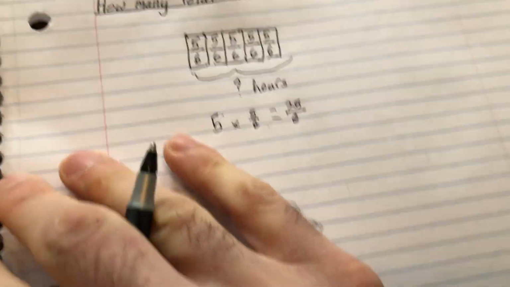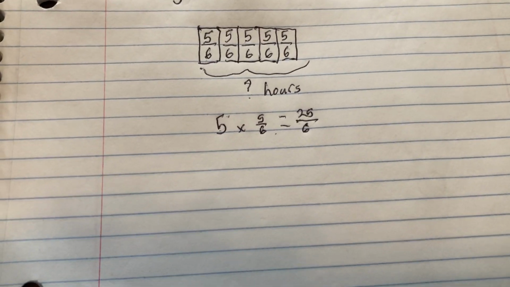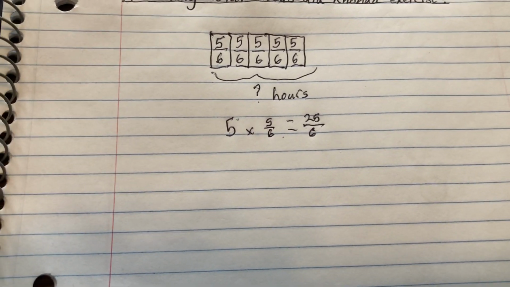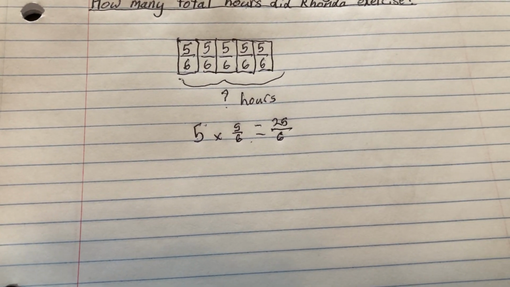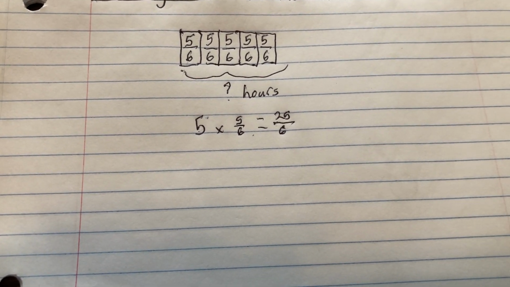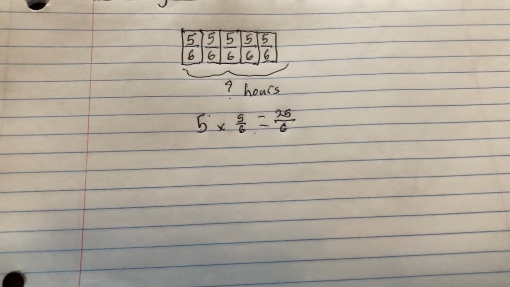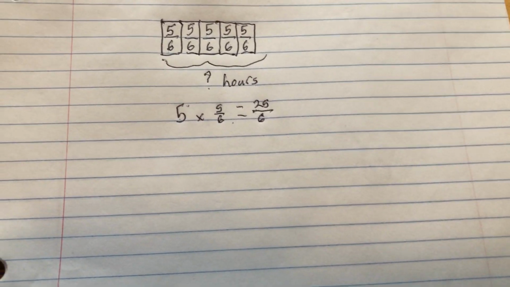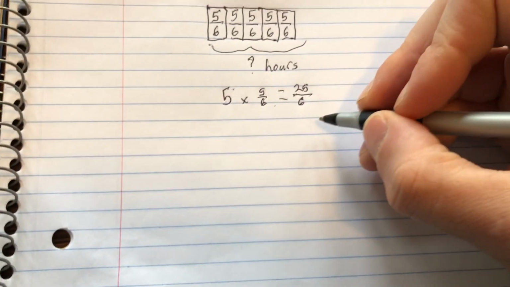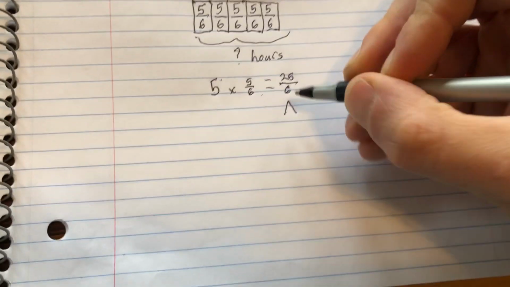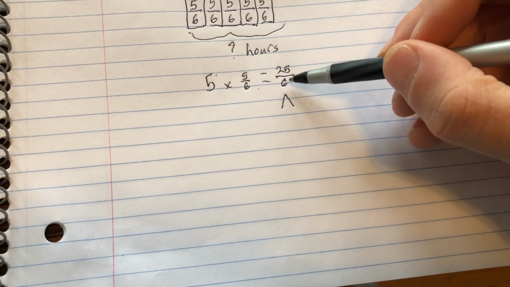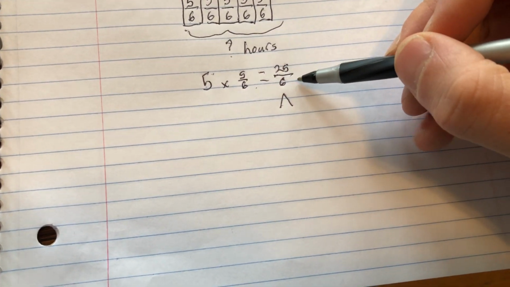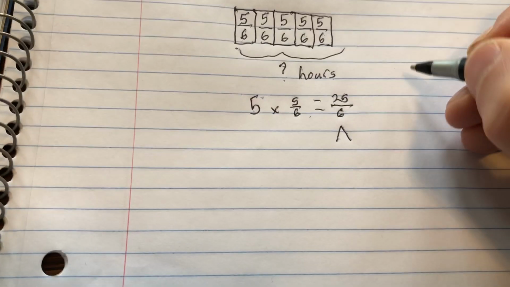Now, where this can start to get a little trickier, we all have experience turning fractions that are greater than 1 into mixed numbers. That can still be hard for some of us. So if I don't immediately know that 6 goes into 25 up to 4 times, I can count by 6s.